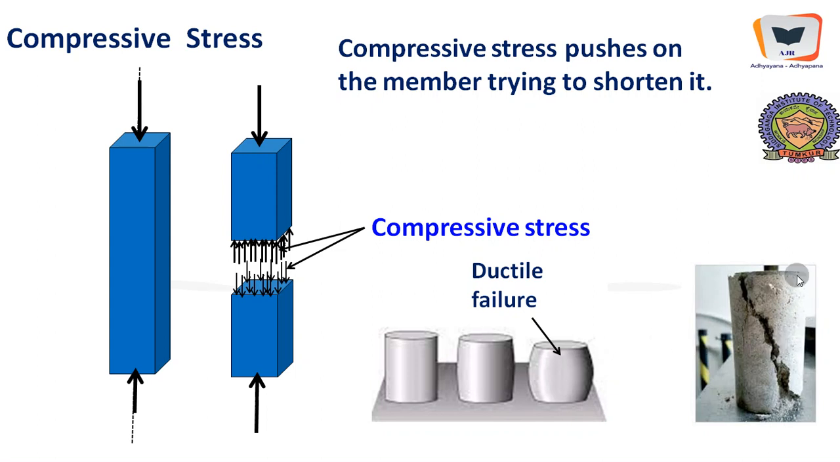As far as brittle materials are concerned, you will see a crack at almost 45 degrees, and it's going to break like this. The concrete specimen shown here will break something like this. As far as ductile material is concerned, owing to compression, it's going to form some kind of lateral bulging. Somewhere here the diameter is going to increase. This is a brittle failure.